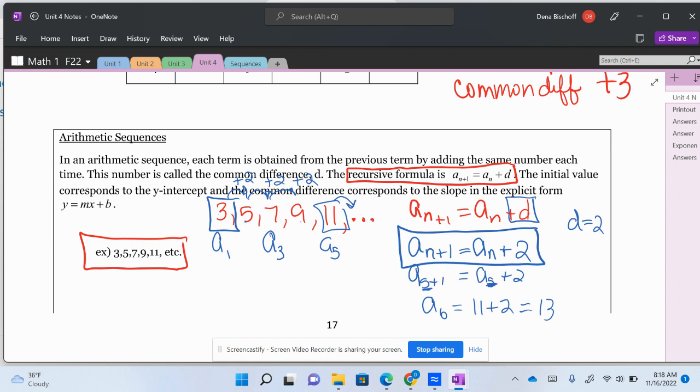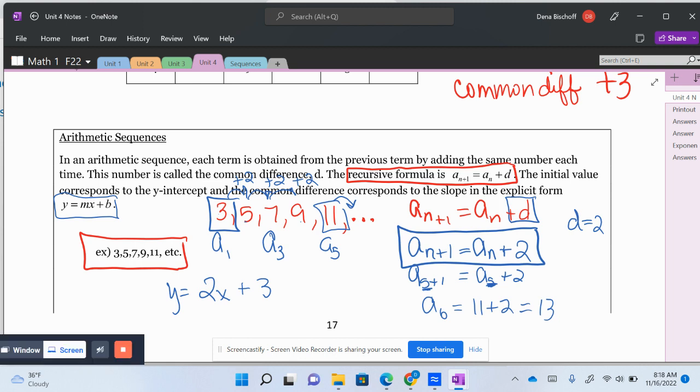So now I want to write the explicit formula, which is y equals mx plus b. So the explicit formula requires you to ask, what is my common difference? 2. That's my slope. So y equals 2x. And what was my first term? 3. So let's talk about this. Remember that your first term is your initial value. Same thing. So that's just the explicit formula.